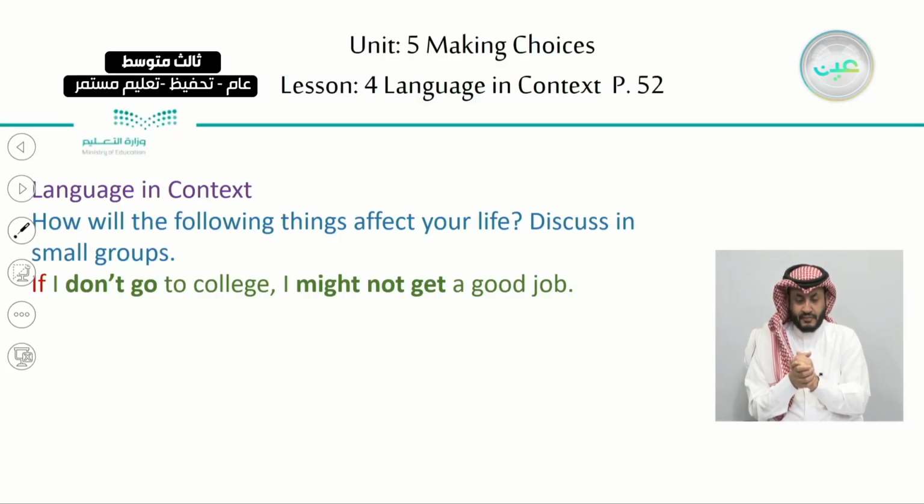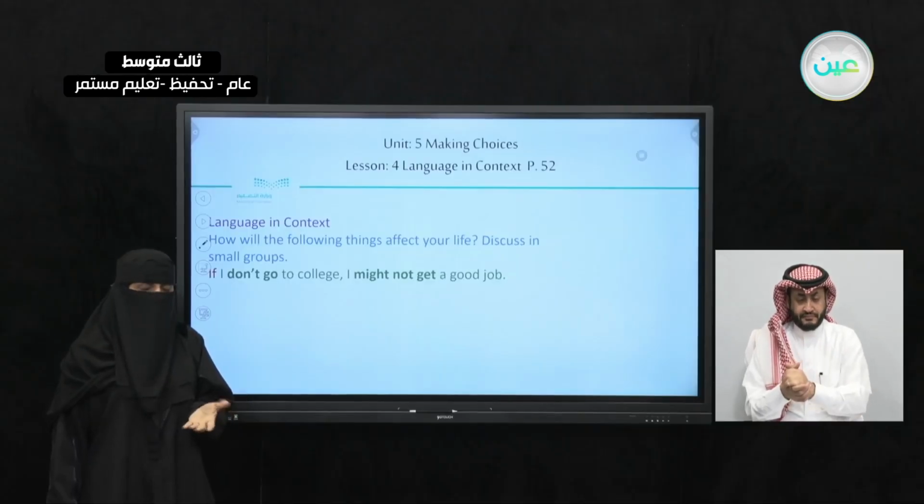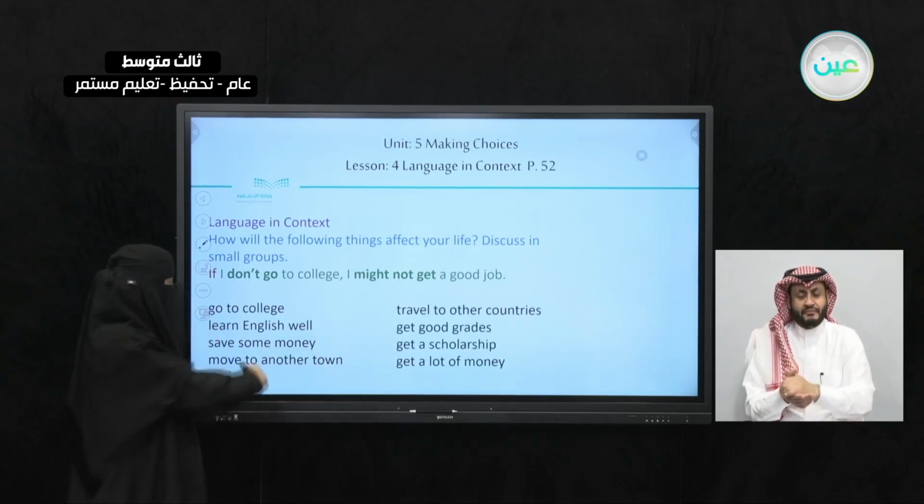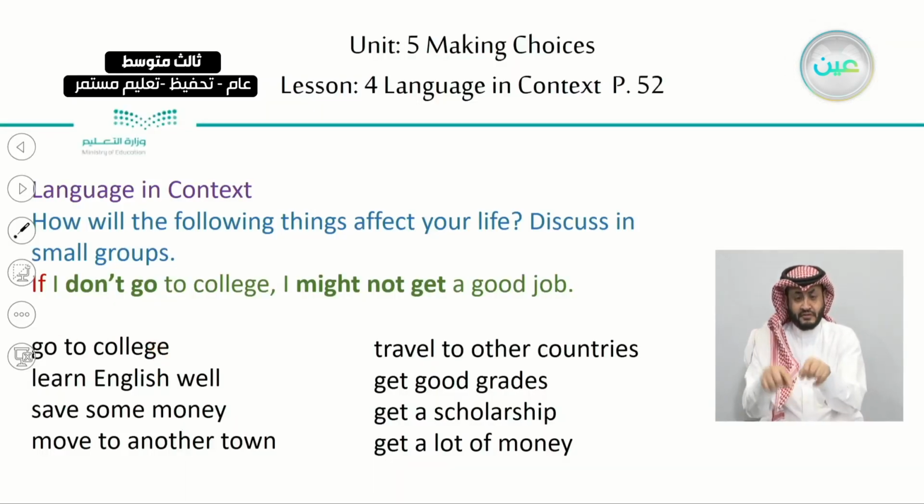Okay, here we have an example. You have to do something similar, okay? If I don't go to college, I might not get a good job, okay? This is an example. Can you make something similar? I'm sure you will, okay? This is the list we will cover. Go to college. You have to match, this is a list of causes and this is a list of effects. You have to match it to form a statement using the if conditionals, okay? Like this one. If I don't go to college, I might not get a good job.